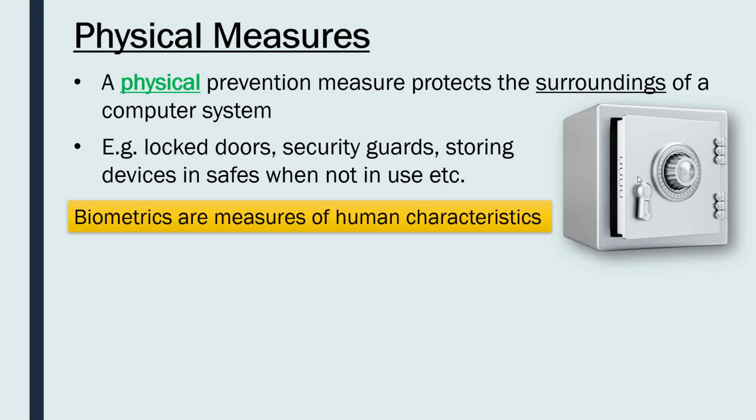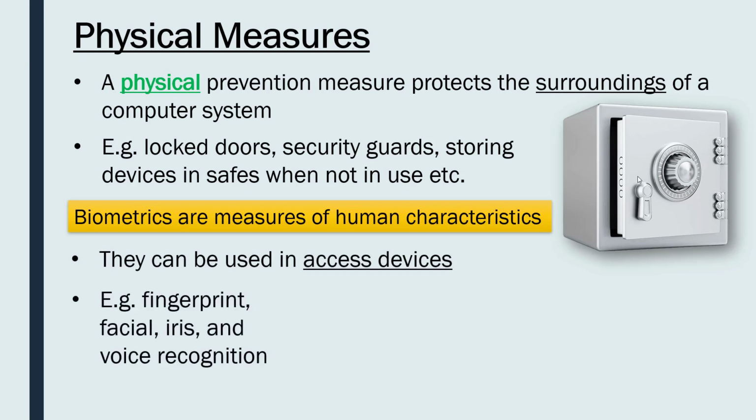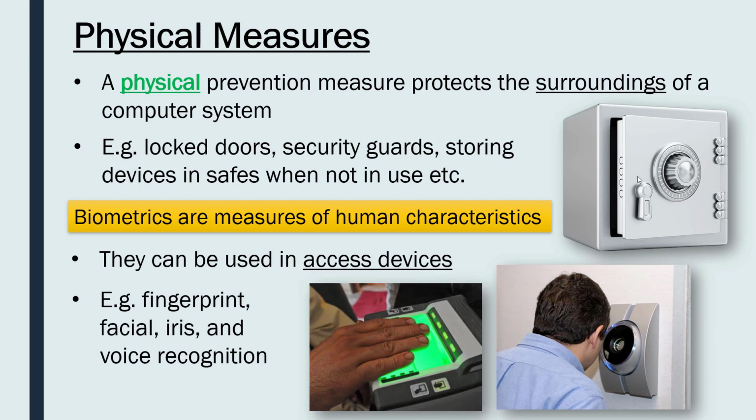And biometrics can feed into this. Biometrics are measures of human characteristics, essentially aspects of humans which we can measure. So we can use these in access devices. You will be familiar with things like fingerprint scanners, iris scanners. So your iris is the coloured bit in your eye. Irises are unique, fingerprints are unique unless you have an identical twin. So you can use these in scanners and at doors.